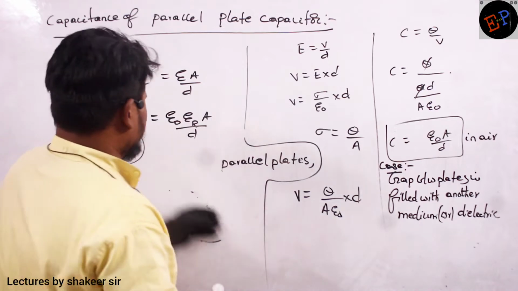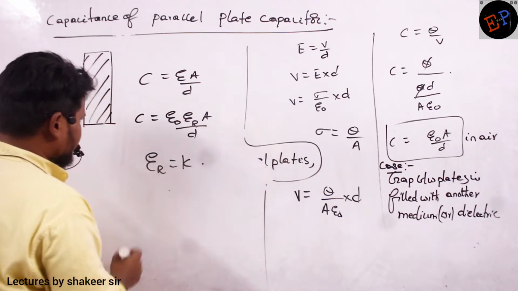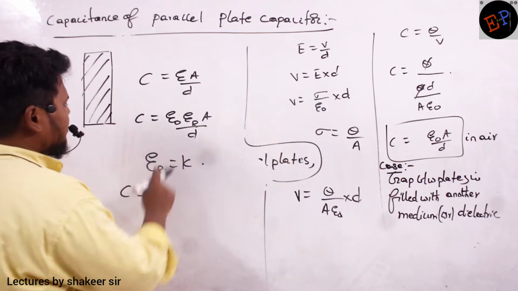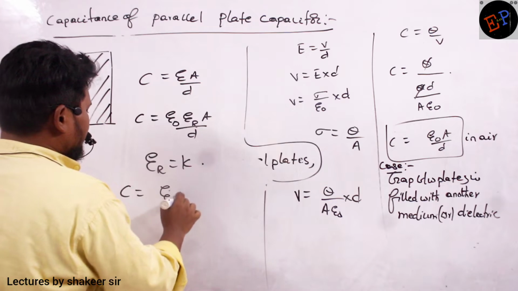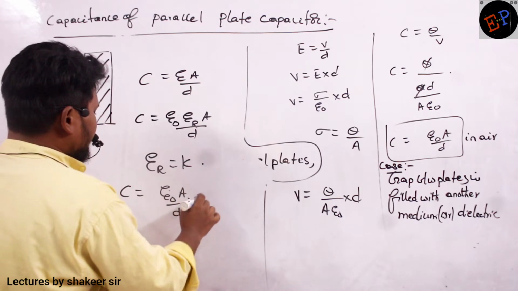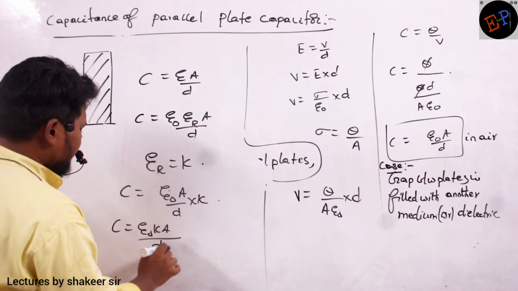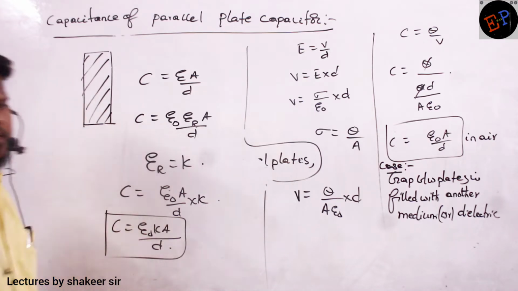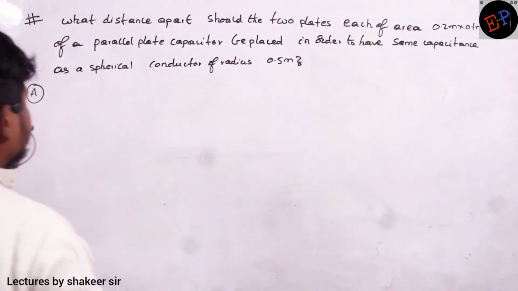Okay, ma? So in some of the books epsilon R is also written as K. So therefore C can be written as epsilon naught A by d multiplied by K. So epsilon naught K A divided by d. You can write like this also. So that is the capacitance if any medium is placed. Okay. So see this question, ma?